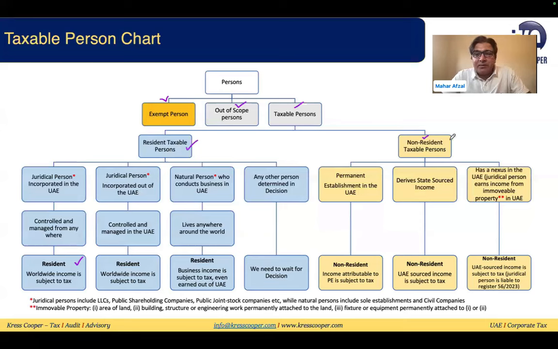Then we discuss non-resident persons. A non-resident person can have a PE in the UAE. Income attributable to the PE is subject to tax in the UAE. If someone is deriving UAE sourced income, it will be subject to 0% withholding tax.